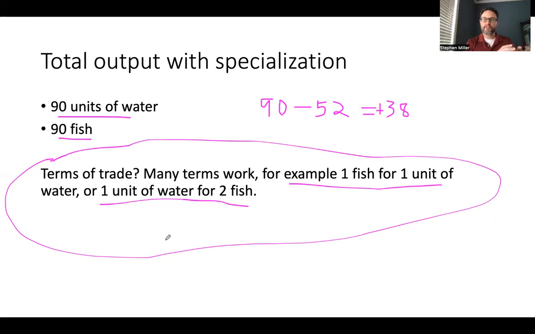30? I'll make it, what did I say before? 25. I'll take 25, works, right? I take 25 of my liters of water and I trade them away for 50 fish, right? That's 1 for 2. Even that trade makes them both better off.